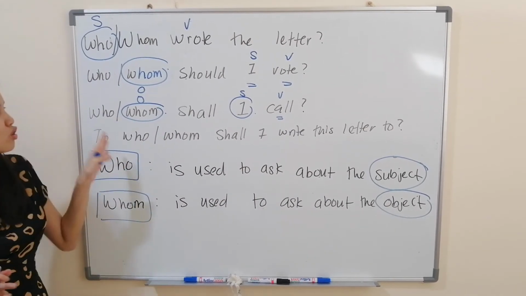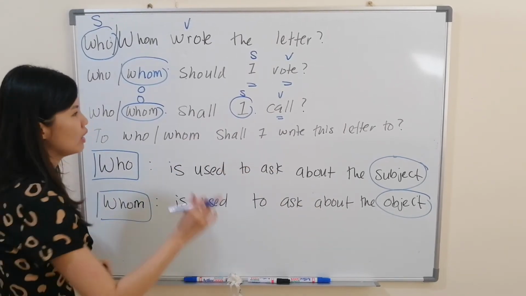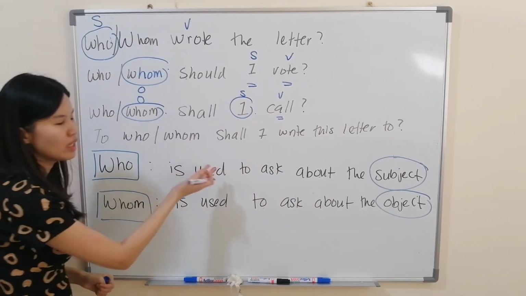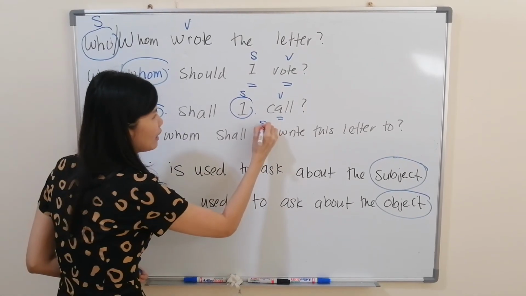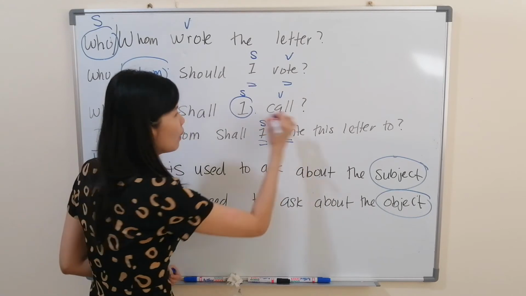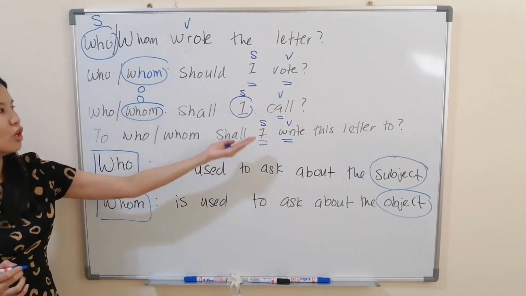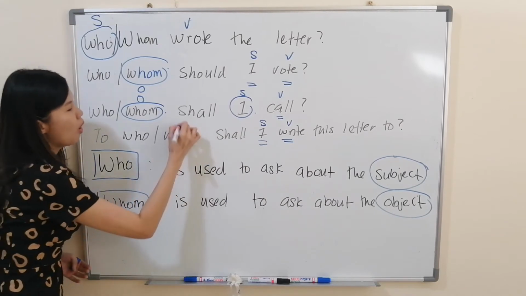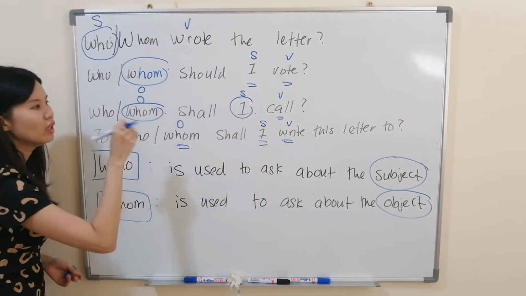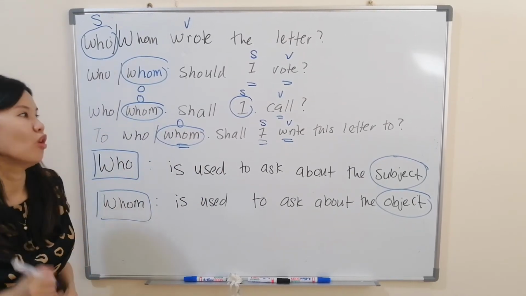The next sentence: to who or whom shall I write this letter to? Who is doing the action here? It is I, who is the subject. Write is the verb. So whom shall I write this letter to? Whom is the object, the receiver of the action. So the correct answer is whom and not who.